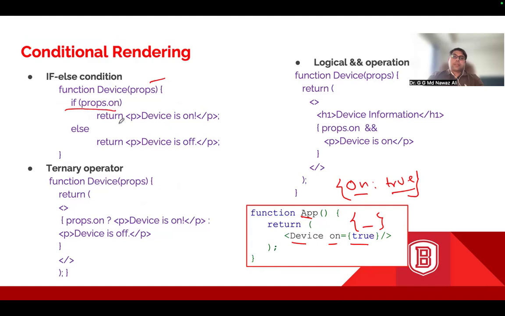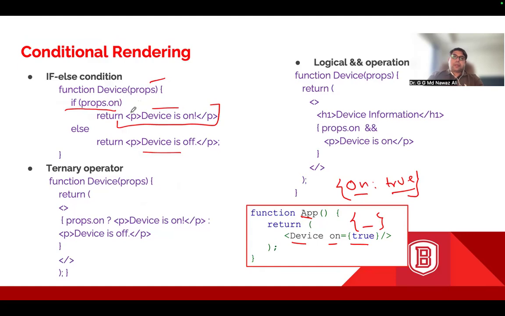Okay, so this is the JavaScript code, but then here is your JSX. You are checking whether this is true. If it is, then it returns this one, otherwise it returns this. So you see there's a combination of JavaScript and JSX. This is the if else condition in a traditional way.